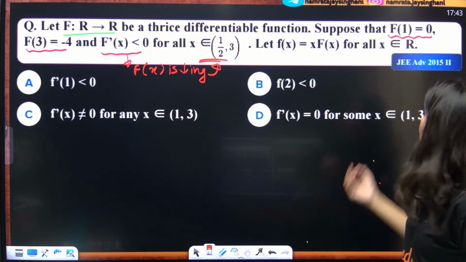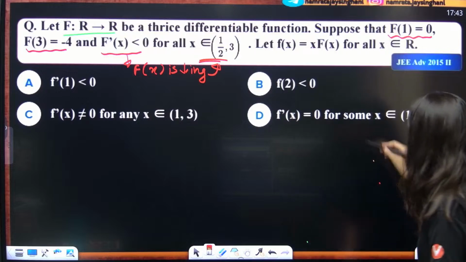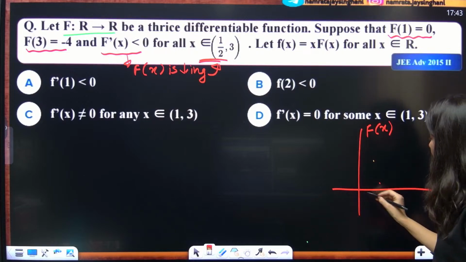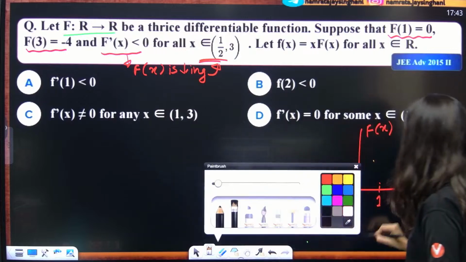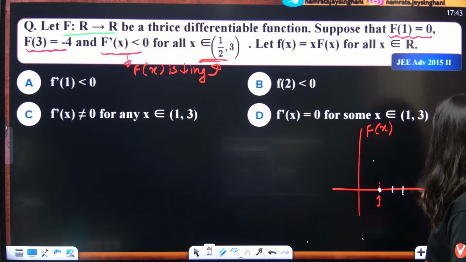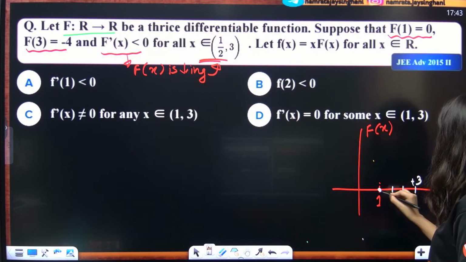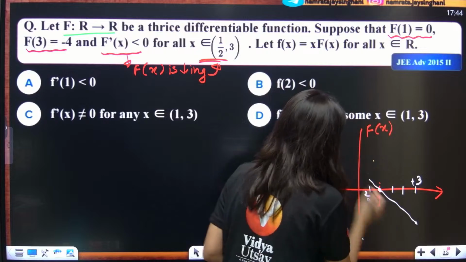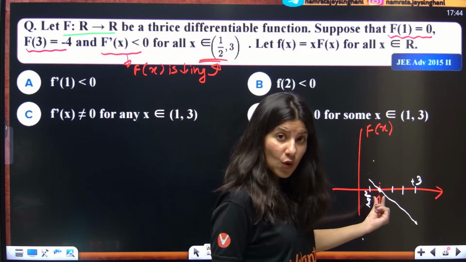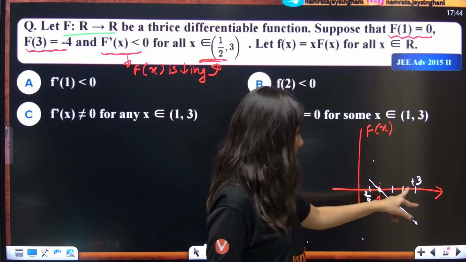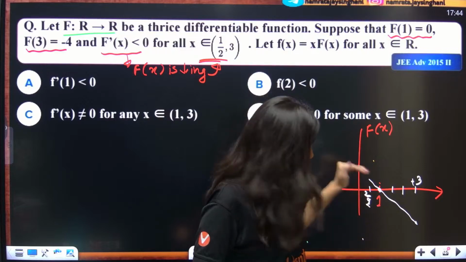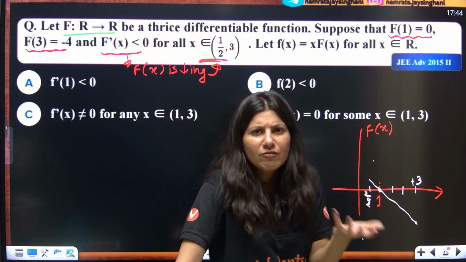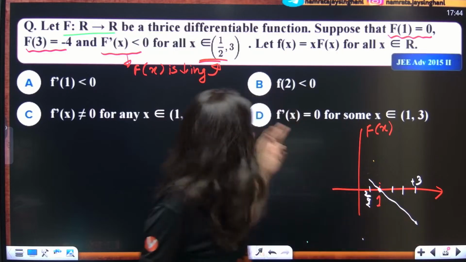So if f of 1 is 0, see, if I try to plot the graph of capital Fx, which is, by the way, a decreasing function, f of 1 is 0. Then f of 3, 1, 2, 3 will be -4. So the graph obviously will be decreasing in half to 3. Since the graph is decreasing, it will go downwards. F of 1 is 0. Between 1 to 3, what is going to happen? The graph will go down. So between 1 to 3, my function will give me a negative value, and it is giving a negative value at -4.